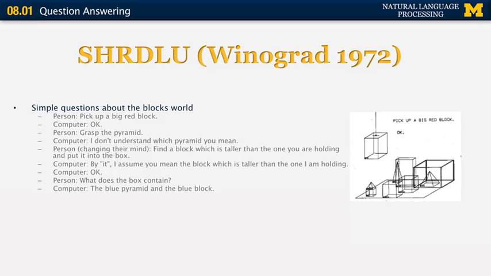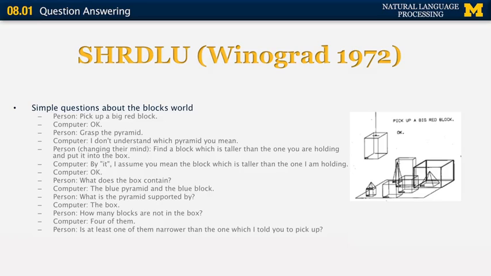So it has a very good representation of the world at any point in time, what it is holding, what's on the surface, what is on top of another block, what's in the box, what's outside of the box, and so on. And now the last question is, what is the pyramid supported by? The box. What that means is that the box contains the blue pyramid and the blue block, but the blue pyramid is not on top of the blue block. Instead, it is directly sitting on top of the box. How many blocks are not in the box? 4 of them. Is at least one of them narrower than the one which I told you to pick up? Yes, the red cube, and so on.